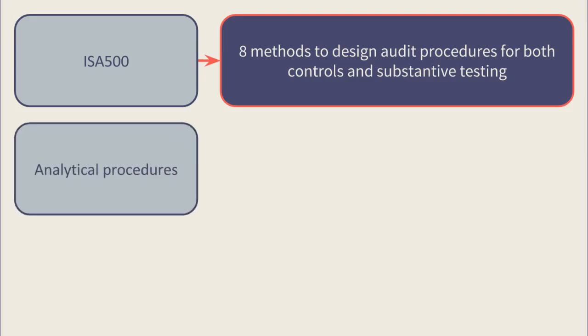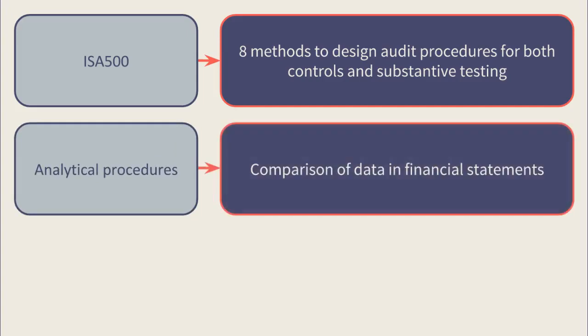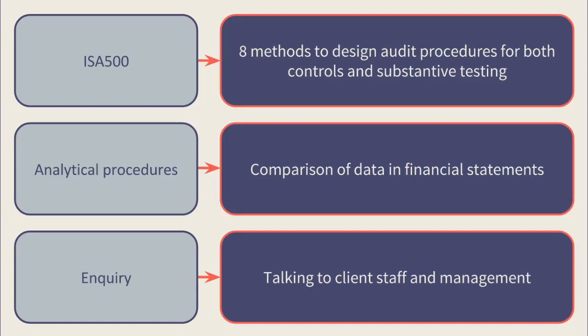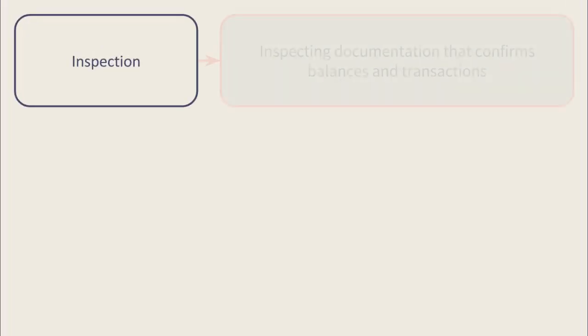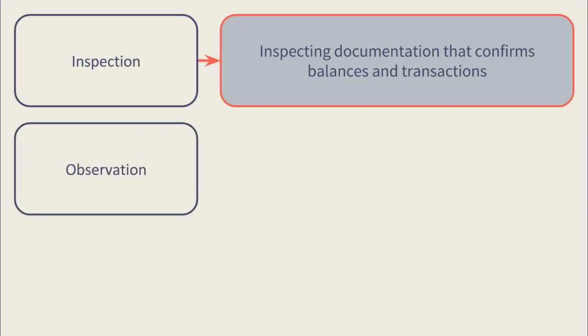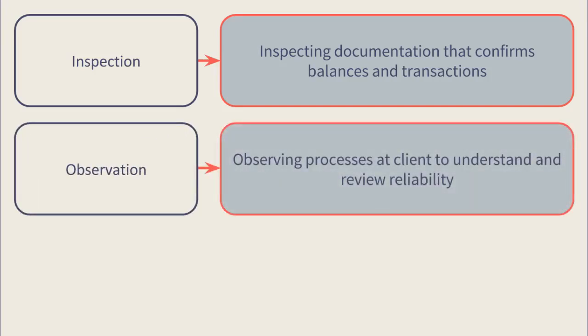Analytical procedures. This is the comparing of data in the financial statements to gather evidence on whether there are possible misstatements. Inquiry. Talking to the client staff and management will ensure explanations are obtained to help form conclusions. Inspection. Inspecting documentation that confirms balances and transactions in the financial statements, as well as control procedures. Observation. Observing processes at the client to understand and review reliability.